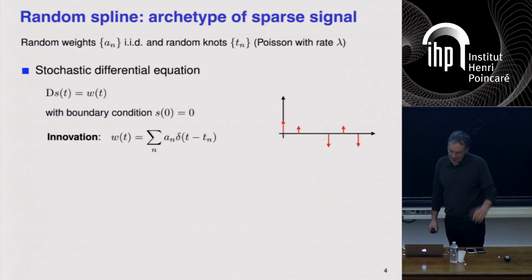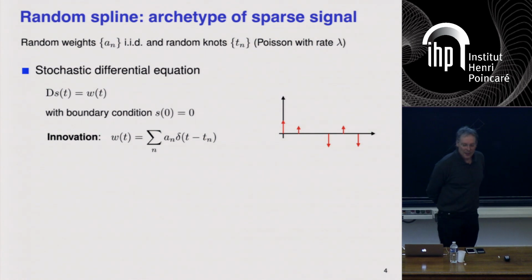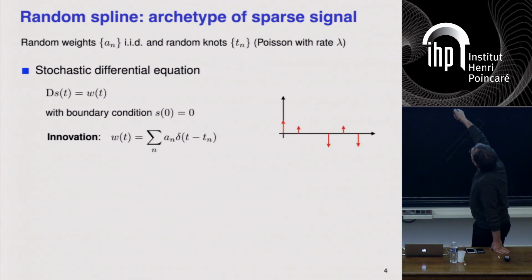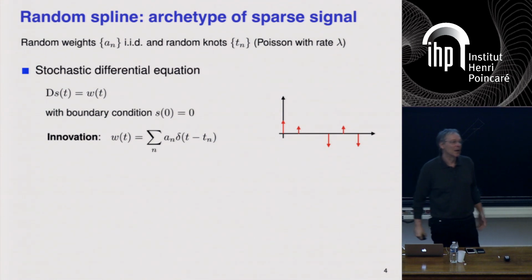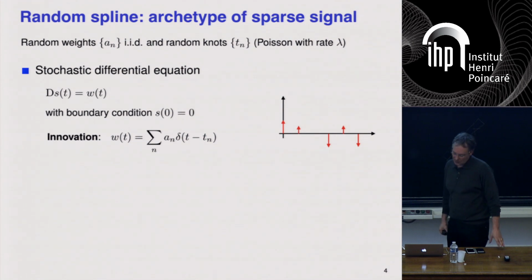But it's a little different. Now what we have is a stochastic differential equation. The derivative of some signal s should be equal to w. And now the w is what we call innovation. Actually, this w is a bunch of Diracs. The locations of the Diracs are random, and their heights also follow a certain statistical distribution.